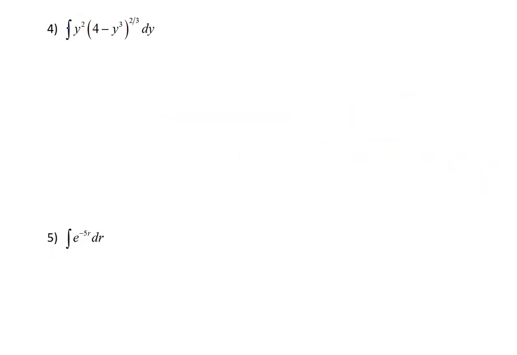Our next example is the integral of y squared times the quantity in parentheses of 4 minus y cubed, but then those parentheses are raised to the 2/3 power. If we look around for some part of this function whose derivative is also part of this function, I think we'll be able to set u equal to what's inside the parentheses, which is the 4 minus y cubed.